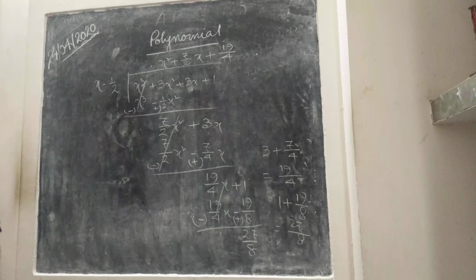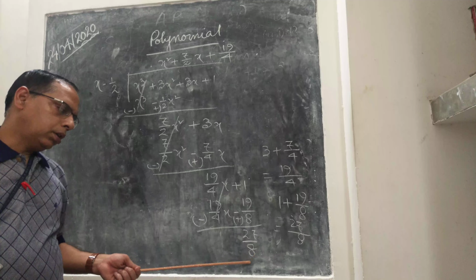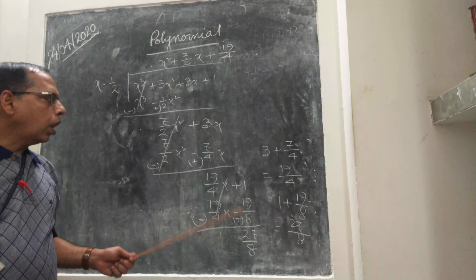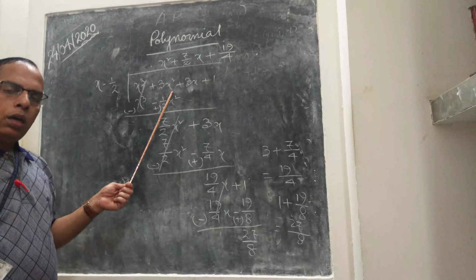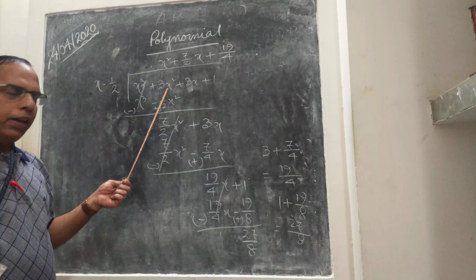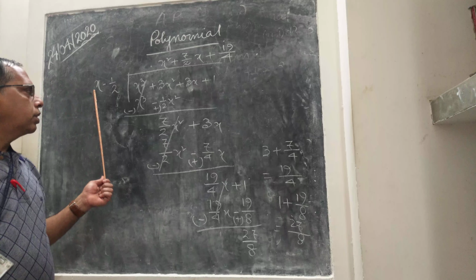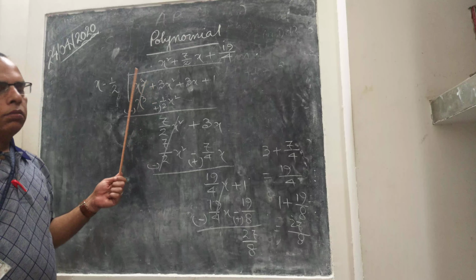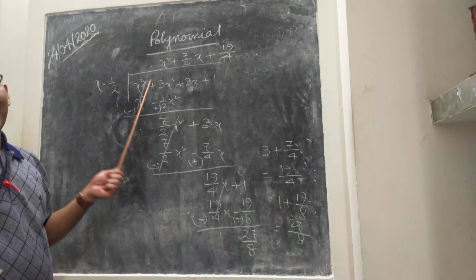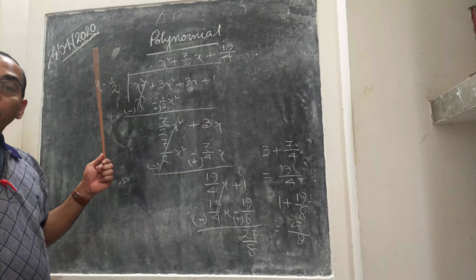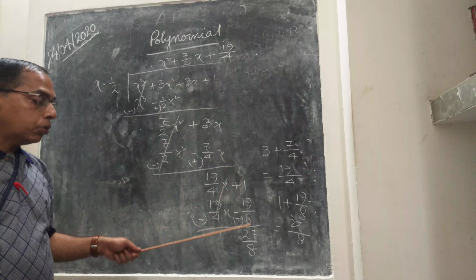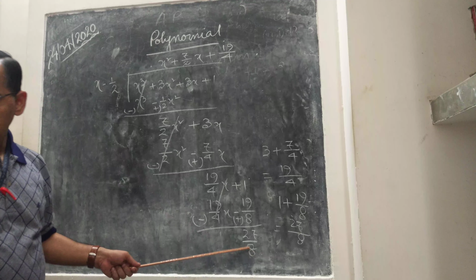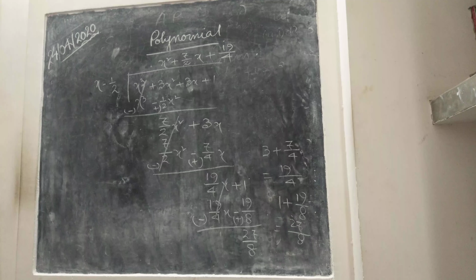So see, in the last one the remainder we got was 0. This one, the remainder is 27 by 8. So the last divisor was a factor of Px, the dividend, but here the divisor is not a factor of the given polynomial Px. Okay, last time Dx and Qx both were factors because the remainder was 0, but here the remainder is not 0, so please be careful. Okay, now let's see the next.